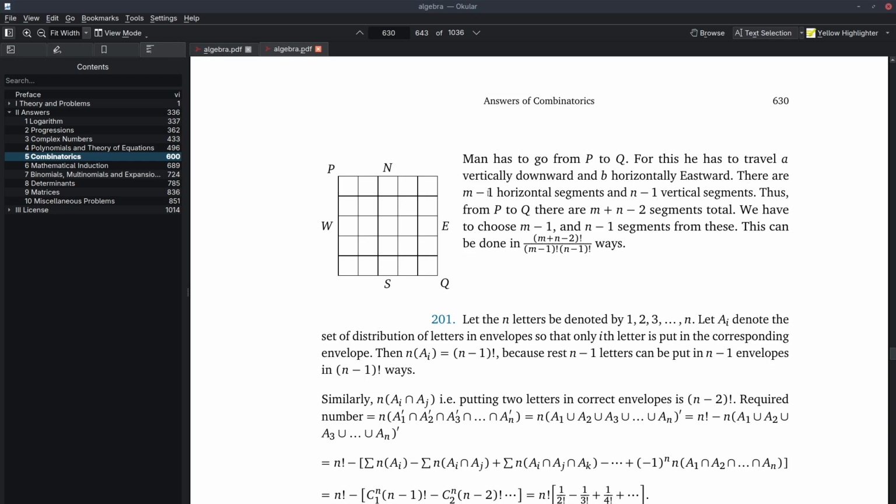There are m minus 1 horizontal segments and n minus 1 vertical segments. Thus, from P to Q, there are m plus n minus 2 segments total. We have to choose m minus 1 and n minus 1 segments from these. This can be done in (m plus n minus 2) factorial by (m minus 1) factorial multiplied by (n minus 1) factorial ways. So that is our answer for this question.